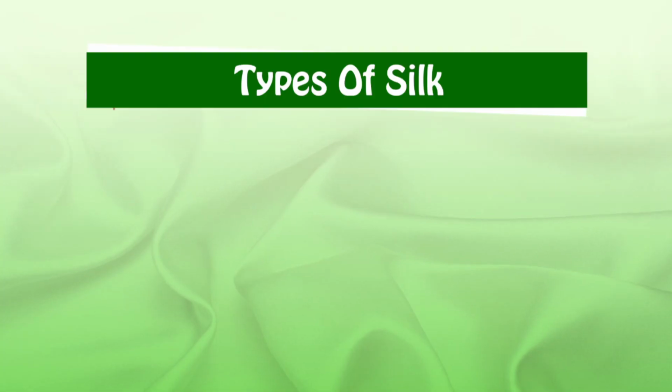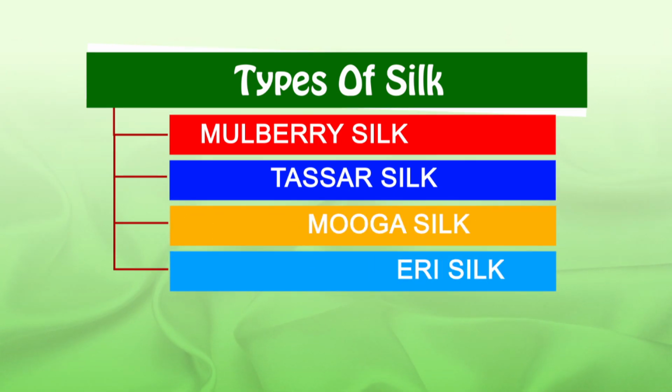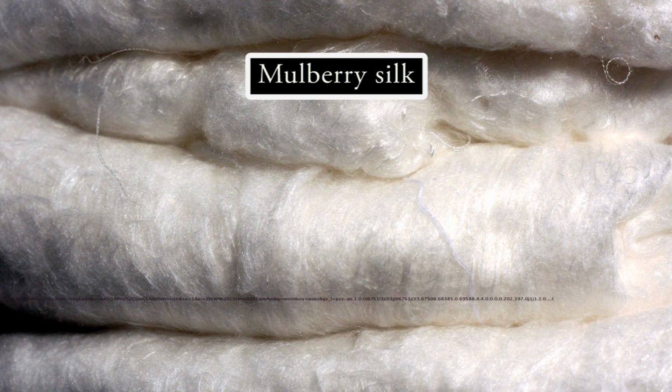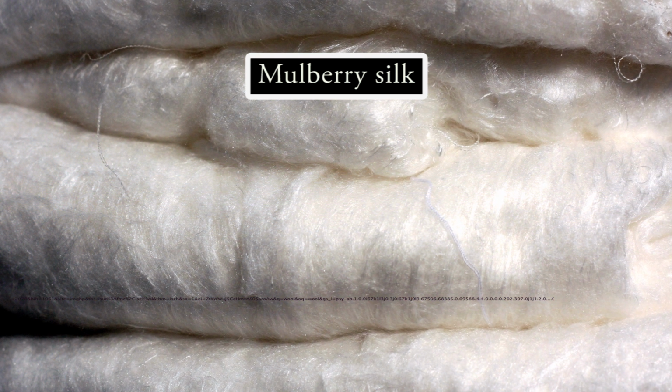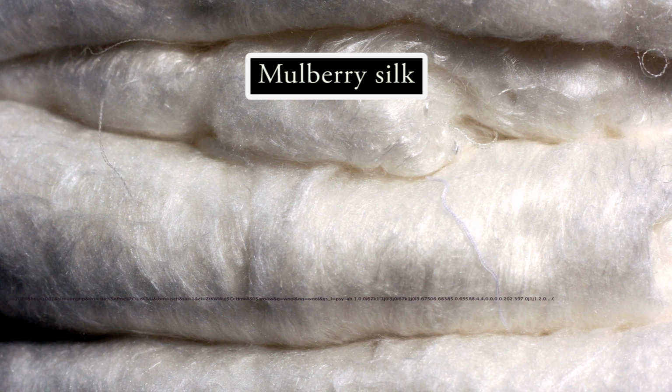Now, we shall highlight the types of silk. There are different types of silk like mulberry silk, tassar silk, moga silk and eri silk. The above silks are obtained from cocoons spun by different types of moth. Mulberry silk is the most popular of all the silks and it is produced by silkworms that feed completely on mulberry leaves.